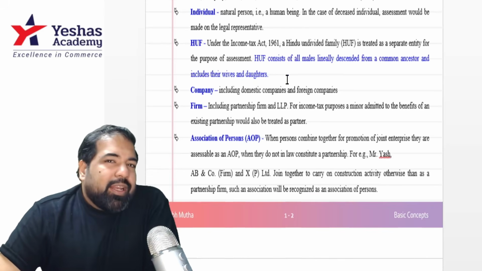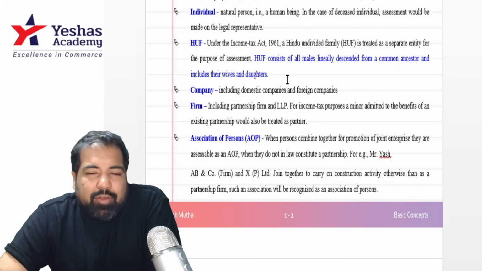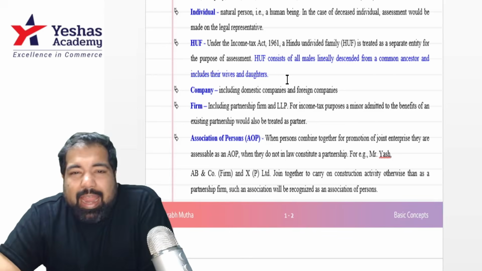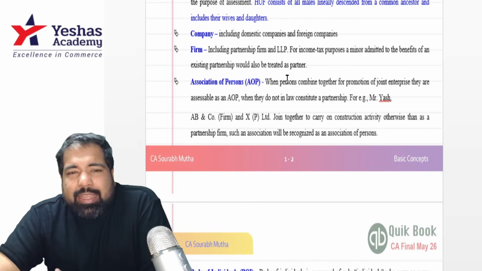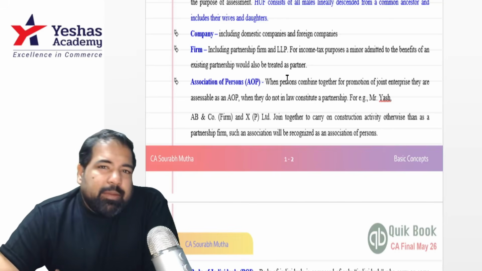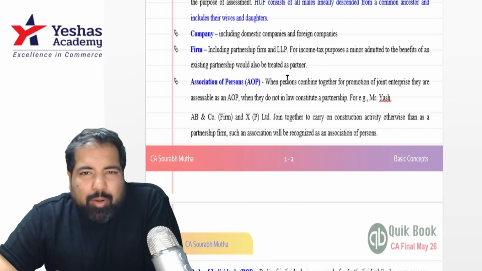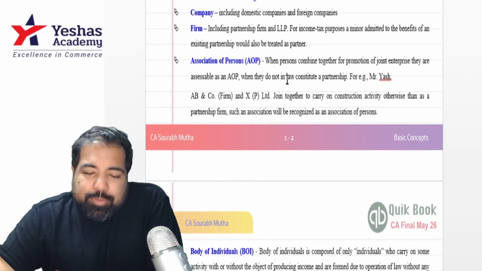Next, HUF, Hindu Undivided Family. You know about it already. Let's not talk about it. Just telling you, Hindu Undivided Family also gets a basic exemption limit, and while they pay tax, they have their own PAN numbers, etc. Company can be a private company, can be a public company, can be a domestic company, can be a foreign company. We'll talk about it more in detail ahead when we do assessment of companies.